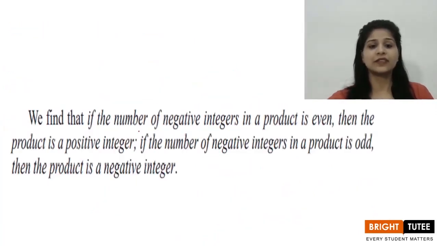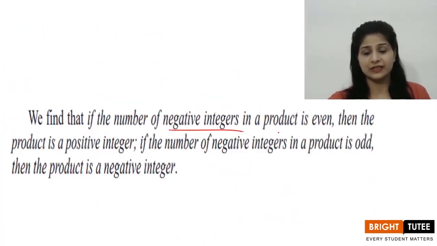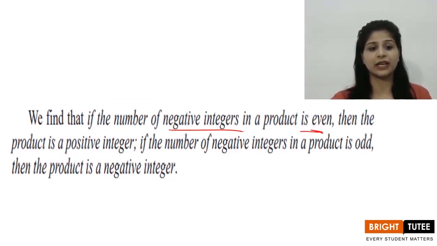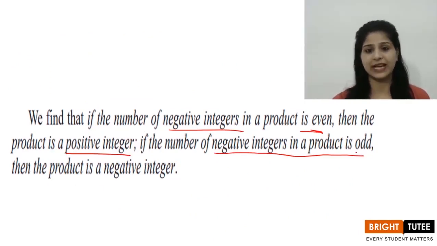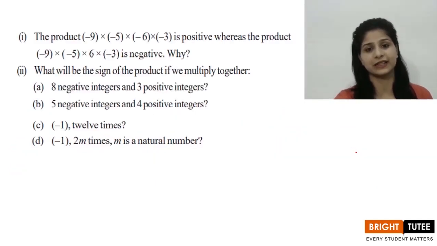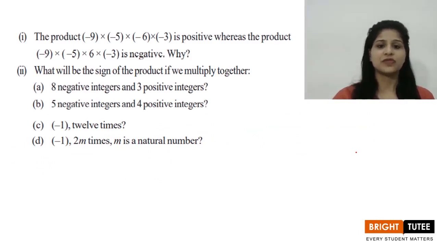So if the number of negative integers in a product is even, then the product is a positive integer, and if the number of negative integers is odd, then the product is a negative integer. This I wanted you to observe. I hope this makes sense and it is clear. Okay, so we have some questions to do.